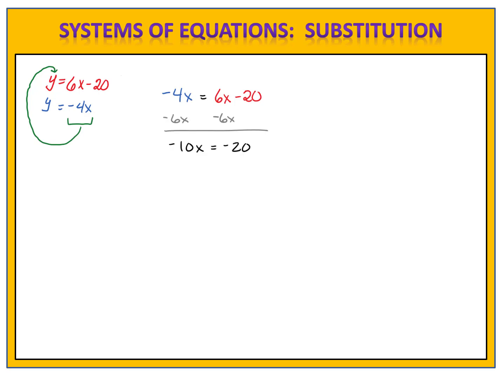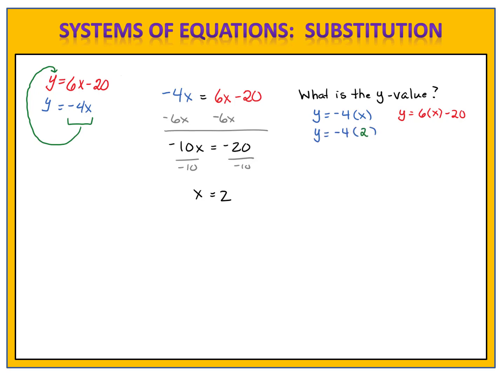We begin by subtracting 6x from both sides, divide both sides by negative 10, and we find that x is equal to 2. We now know the x value, that is part of the point, or the solution, to the system of equations. But what is the y value, and how do we find it? Well, we can use either of the equations that we have, y equals negative 4x or y equals 6x minus 20, and it's up to you which equation you want to use. We'll look at both of them.